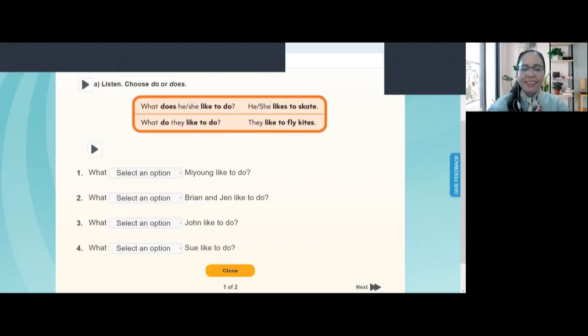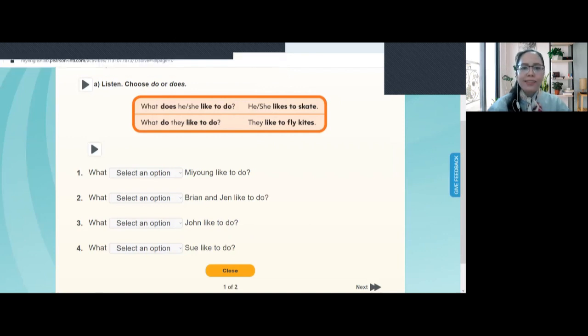On page 16, you're going to do a grammar activity in your workbook, the topic that we have just learned together before. In your workbook, you have to listen and then choose do or does, yeah, by writing do or does to complete the question, and then you have to match the pictures on the right side of your workbook to the question. But here I just select an option, do or does, ya.